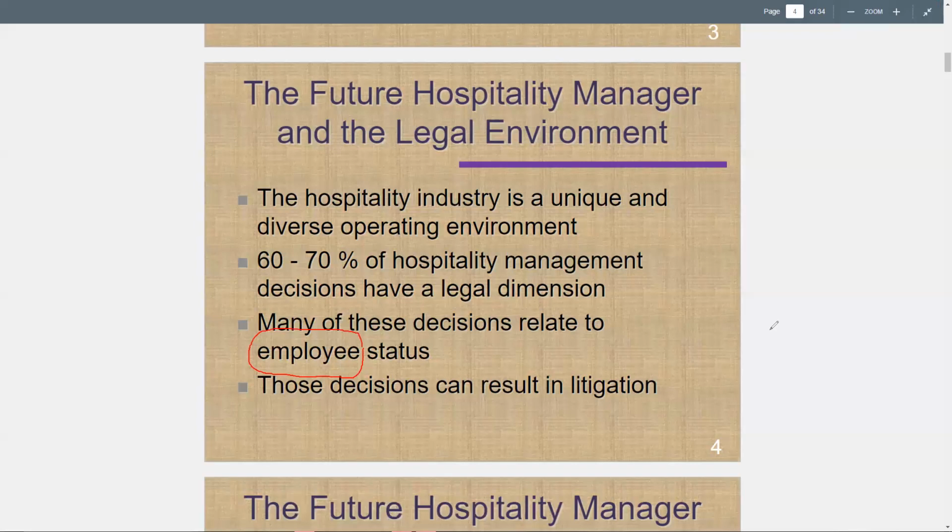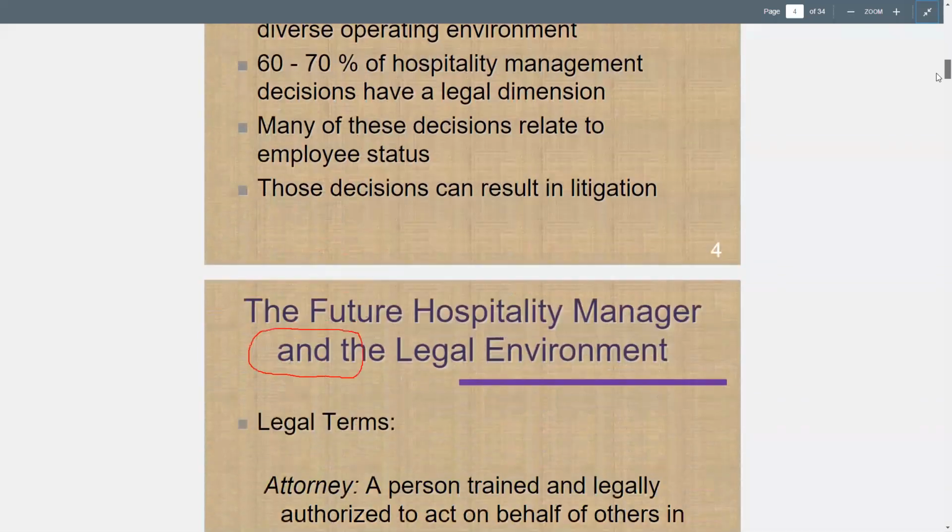And so be aware that some of the assumptions that most people have about employment law are incorrect. And we'll explore some of those in later chapters in this textbook, but I just want to flag that for you as an issue right now. So let's go to our next slide.